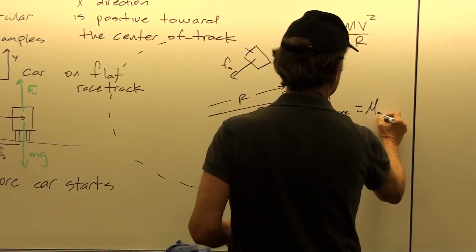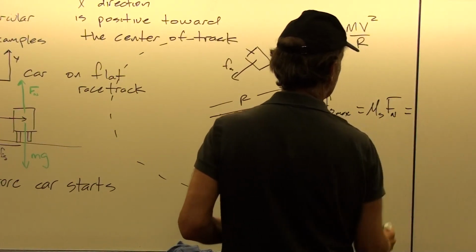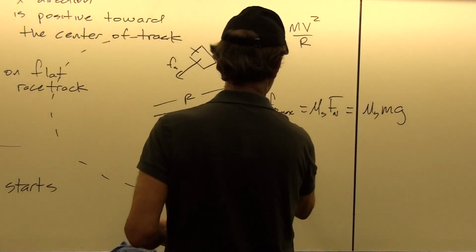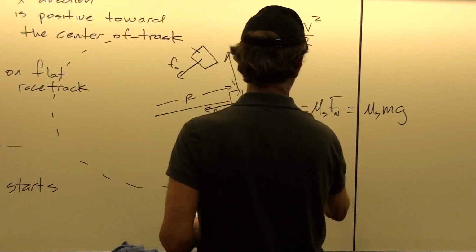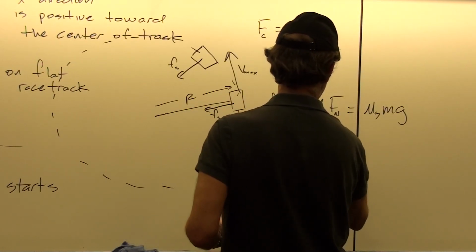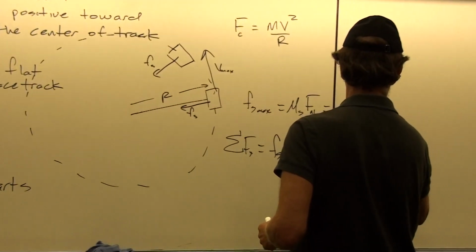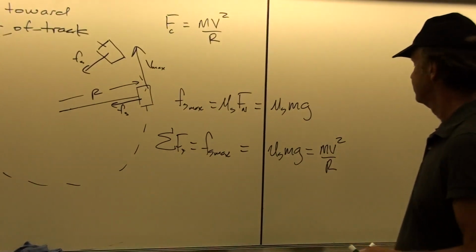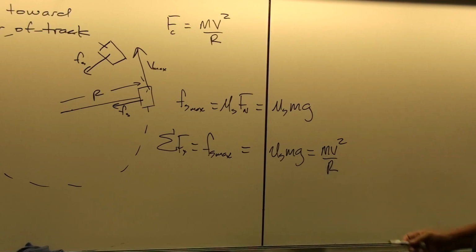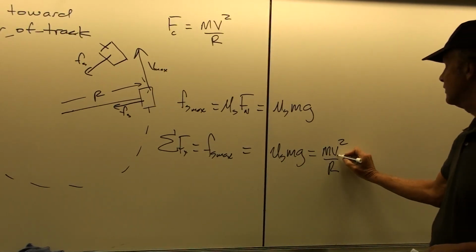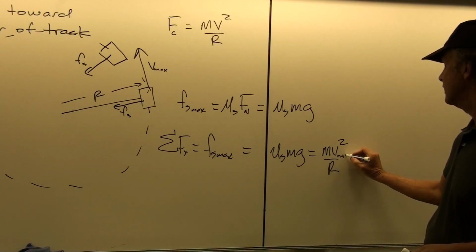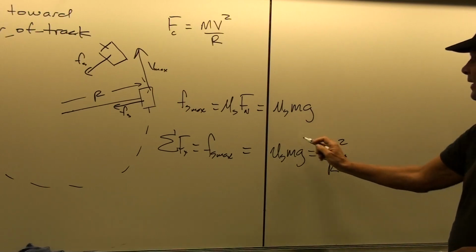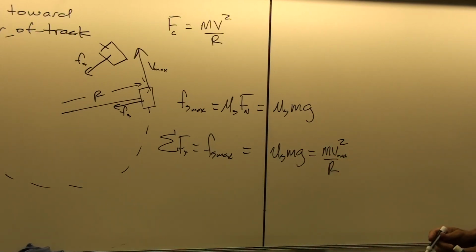So F_s max is equal to the coefficient of static friction times the normal force, which we know in this case is mg. The sum of the forces in the x direction, there's only one, that's F_s max, or mu_s mg, and that's equal to mv squared over r. This gives us a condition on the maximum velocity. It's only true if we're talking about v max here. If v is less than v max, then the static friction force is not pushed to the breaking point.